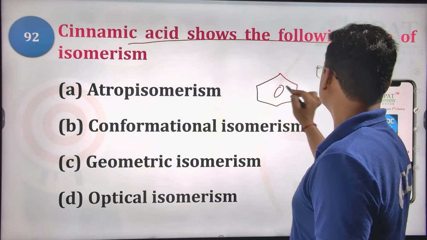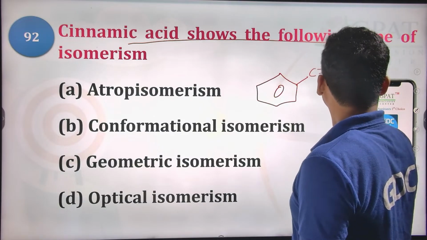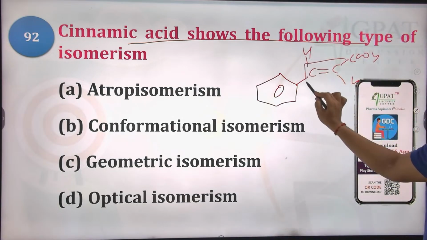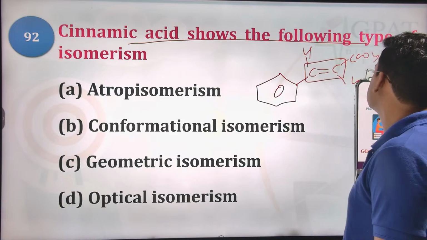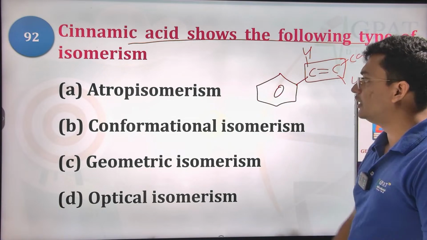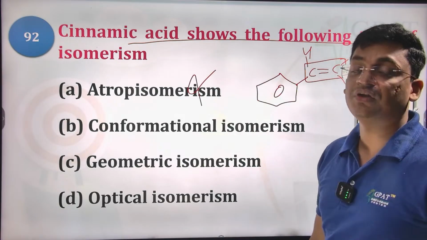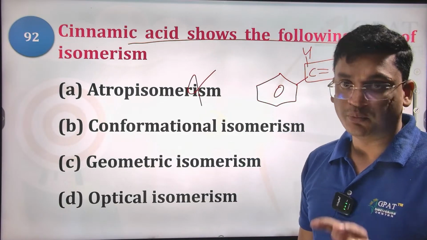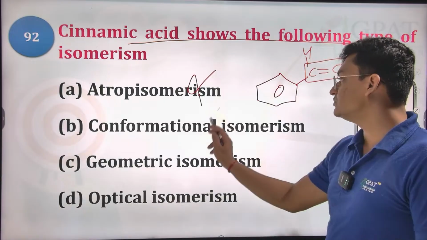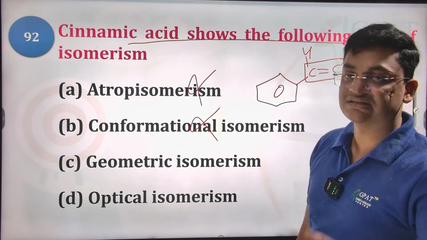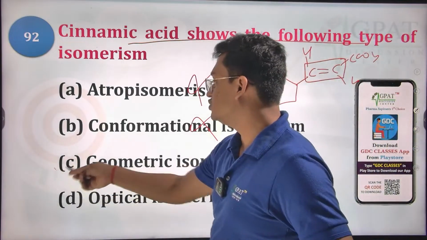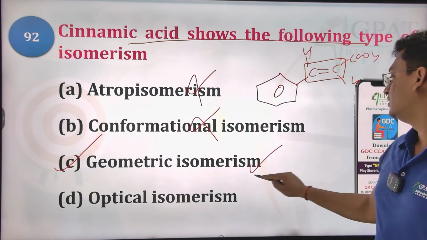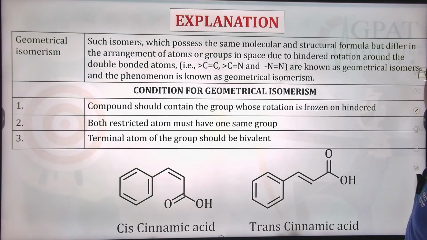Cinnamic acid shows the following type of isomerism. Cinnamic acid, with COOH and H, has restricted rotation around the double bonded carbon atoms. Atropisomerism is related to biphenyls. A biphenyl system with heavy group substitutions at the ortho positions shows atropisomerism. Conformation is about single bonded atoms like alkanes and cycloalkanes. So yes, this is all about geometrical isomerism, from the restricted rotation around these double bonded carbons. So yes, C is the correct answer.